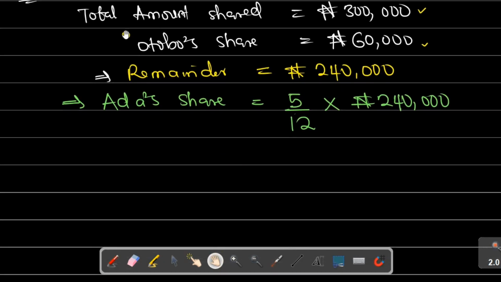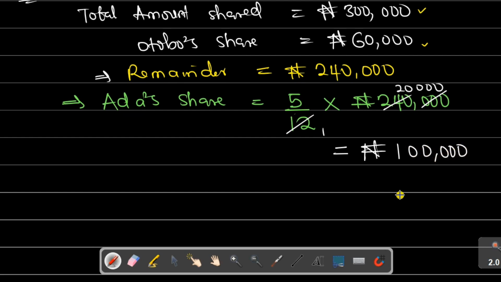So by implication, Ada's share is 5/12 of this, and we know that "of" is multiplication. If we multiply that, 12 into 240 is 20, then with the 3 zeros, that's going to give us 5 multiplied by 20,000, which gives you 100,000. So this is Ada's share.